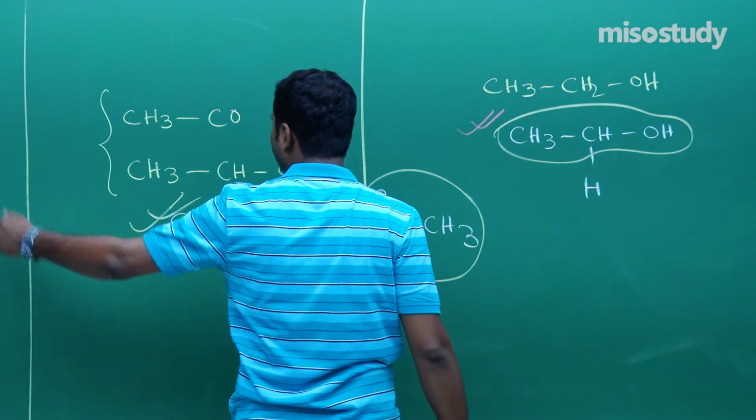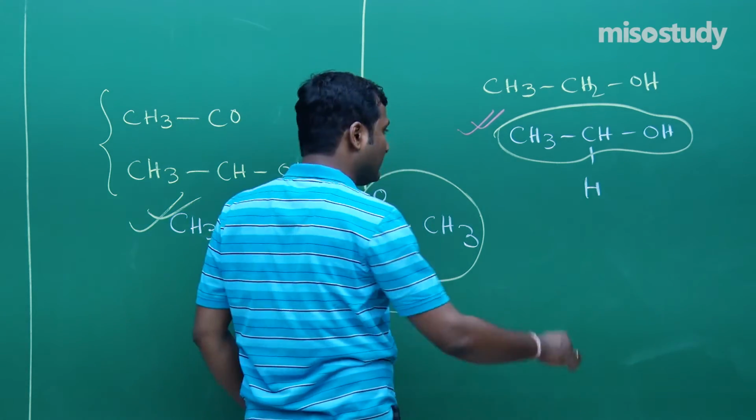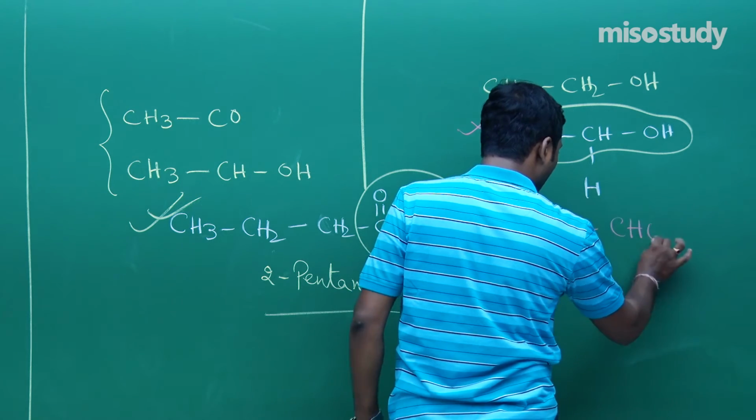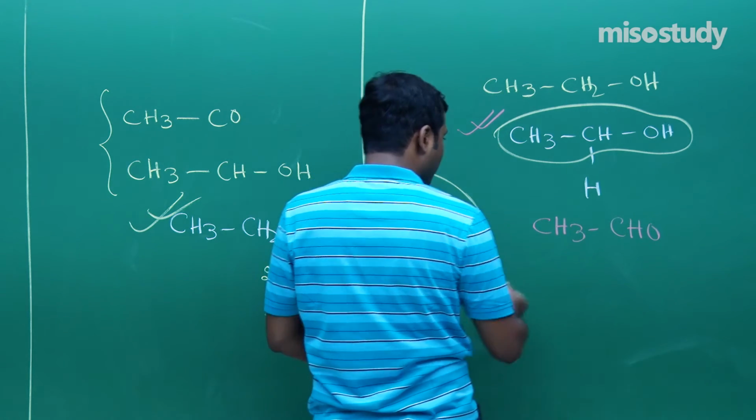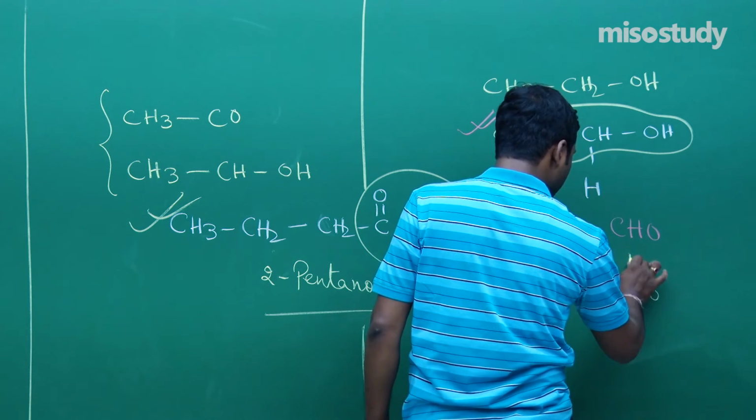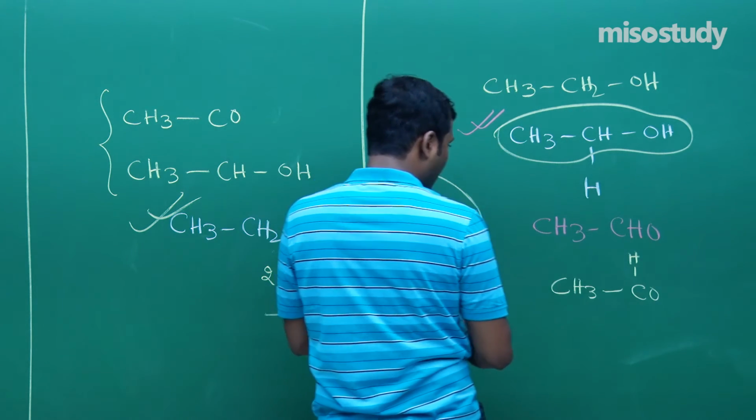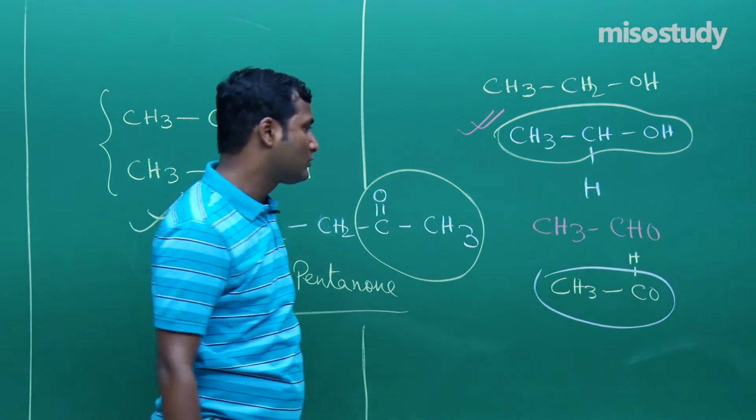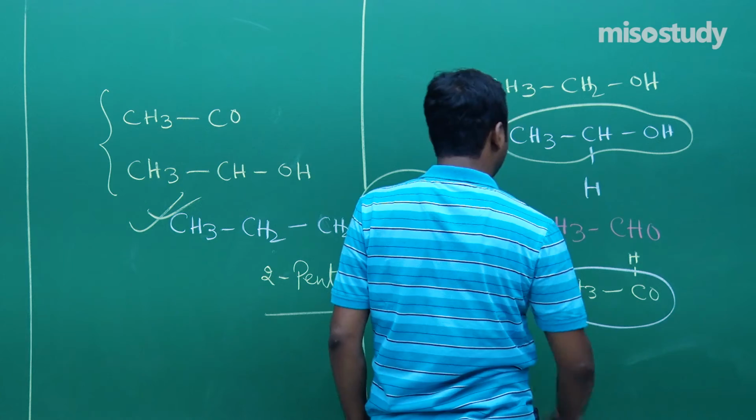Now the third option is ethanal, CH3CHO. Clear? Now check it out. It can be written like this, CH3COH. Clear to you? Look at this, it also contains the CH3CO linkage. So it will also give the positive iodoform test.